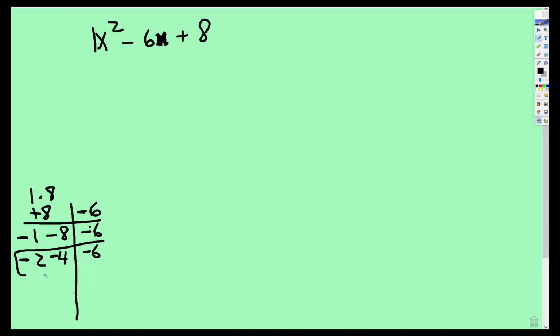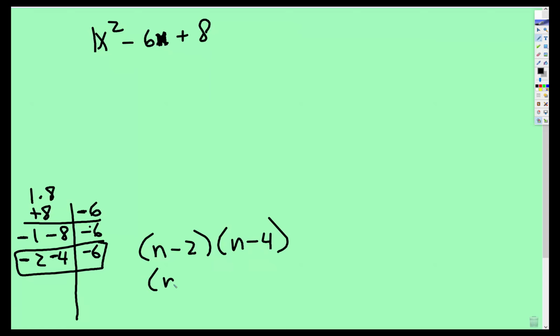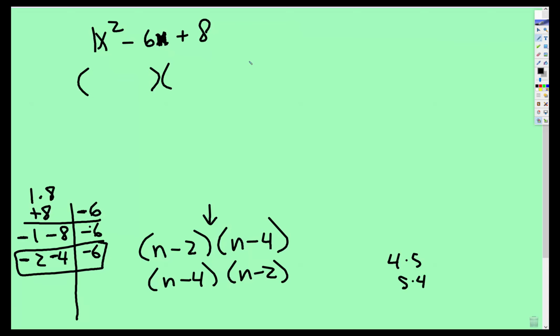It's easy to see which are the factors, so then you can say n subtract 2, n subtract 4, or you could say n subtract 4, n subtract 2. Remember, just like 4 times 5 means the same thing as 5 times 4, because these are just factors, it doesn't matter which order you put that in. And then I'm going to show you the method that I learned when I was in high school.